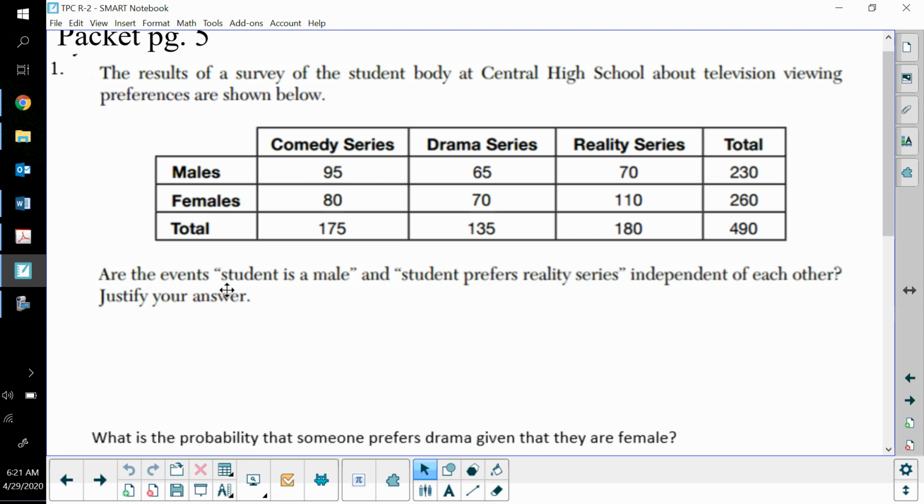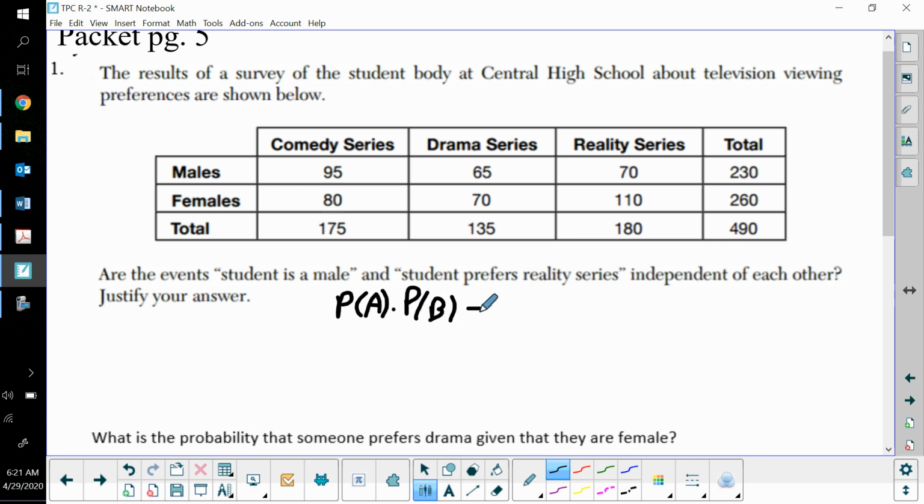First question, we want to know if student is a male and student prefers reality series if they're independent. Our independence formula, we do probability of A times probability of B, and we need to know, is it equal to the probability of A and B? So student is male, so we need to find a box that the only thing that represents is male. Well, this box here, the only thing that represents is male. So we'll have 230 over the 490 total.